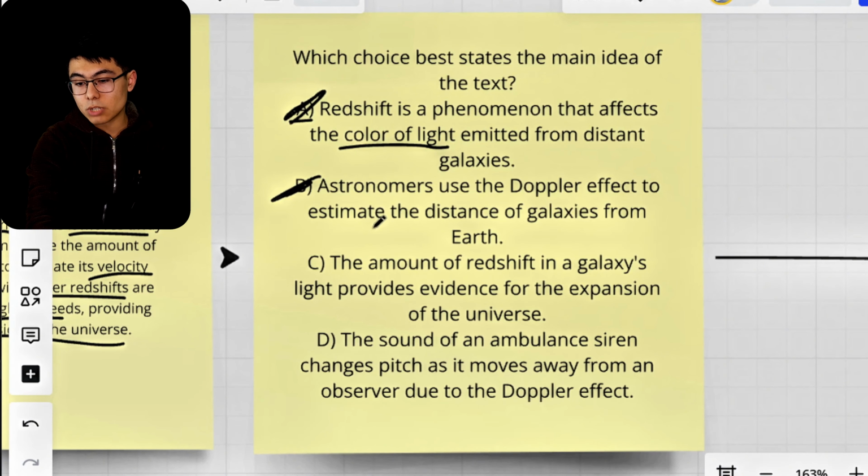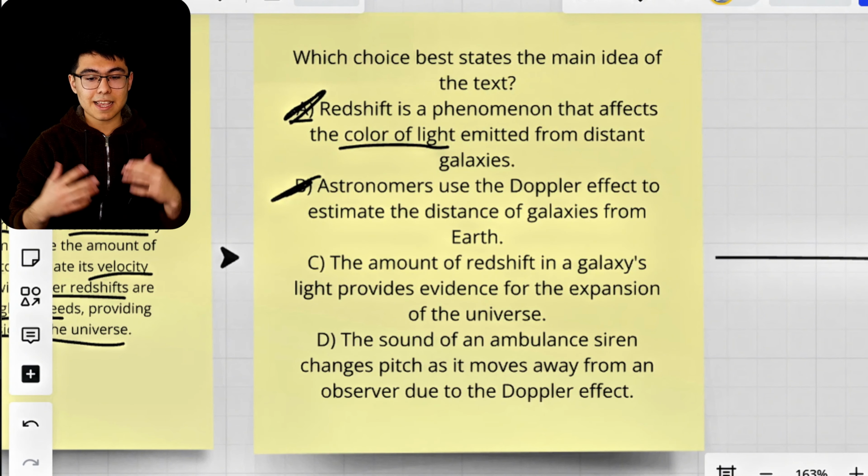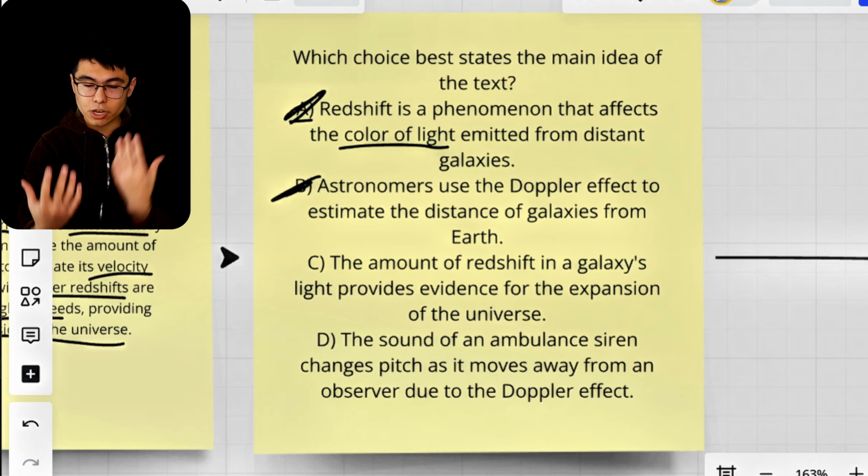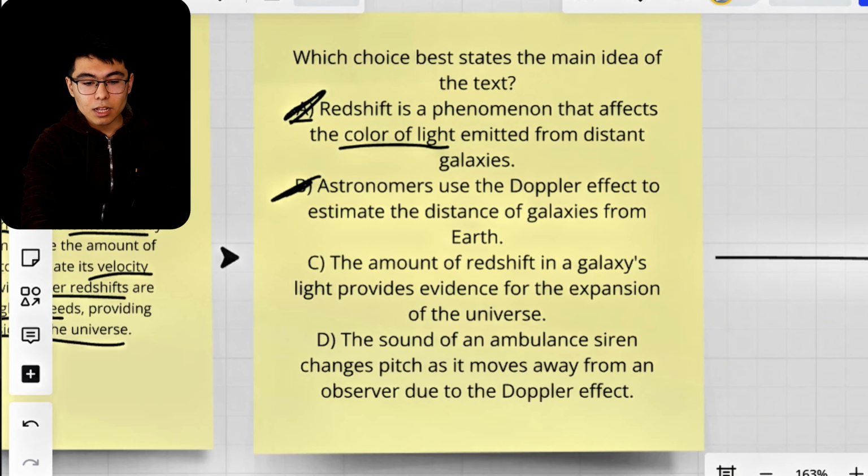Choice C: the amount of redshift in a galaxy's light provides evidence for the expansion of the universe. That's a perfect choice. This is the main idea of the passage: redshift helps prove that the universe is expanding. So it covers the most important part of the passage. That's why C is the correct answer.